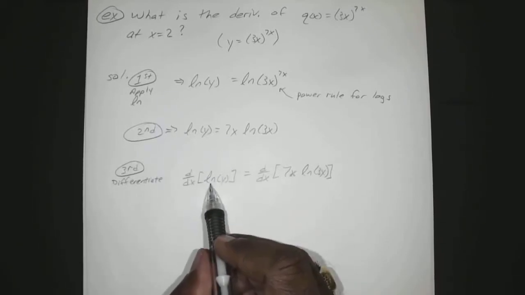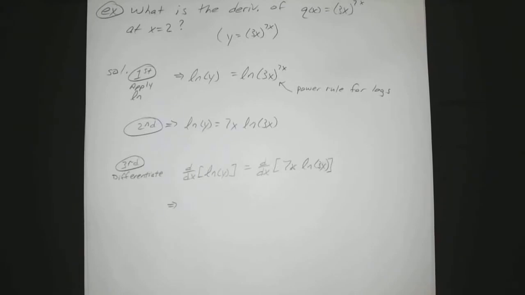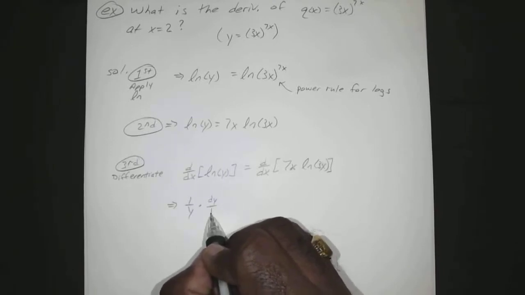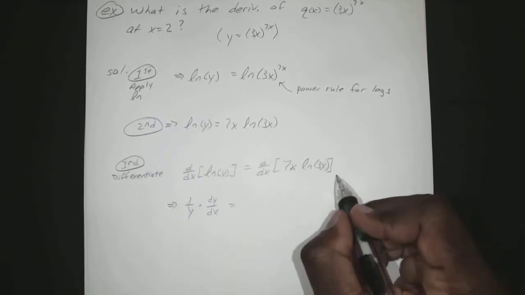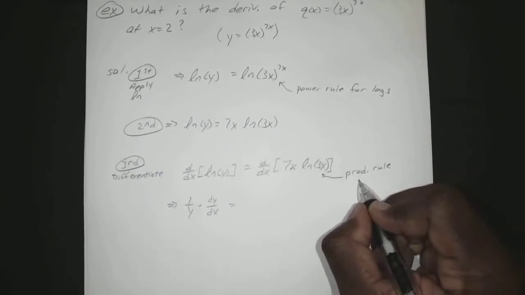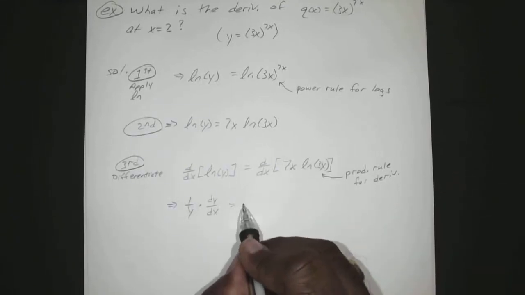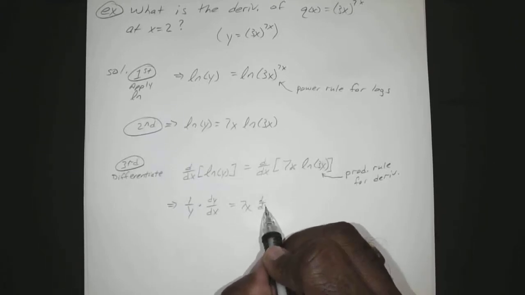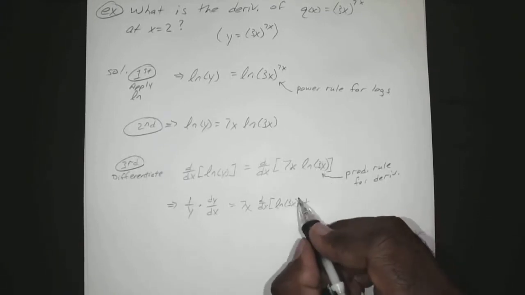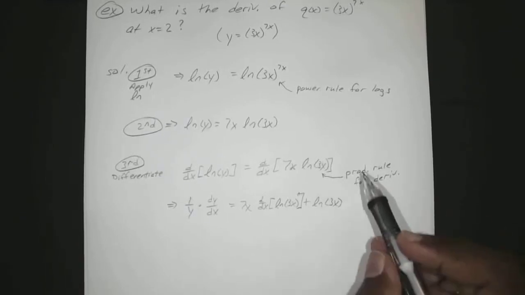Okay, so we know that the derivative of natural log is 1 over x. So the derivative with respect to x of natural log of y is 1 over y times your y prime, or dy dx, equals, and here we're going to have to use the product rule for derivatives again. Okay, so you have the first times the derivative of the second, which is natural log of 3x, plus the second, close that up, times the derivative of the first.